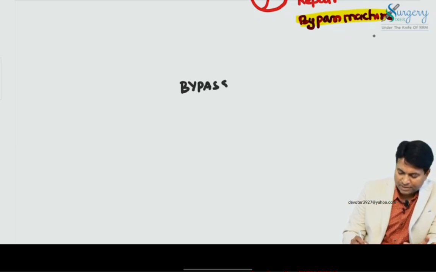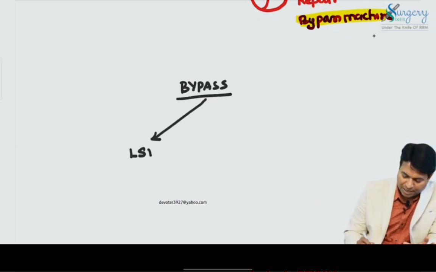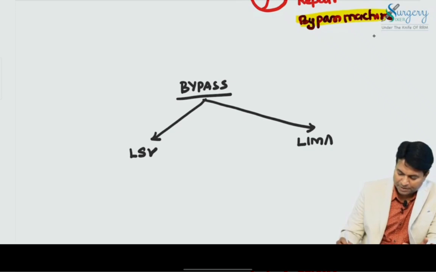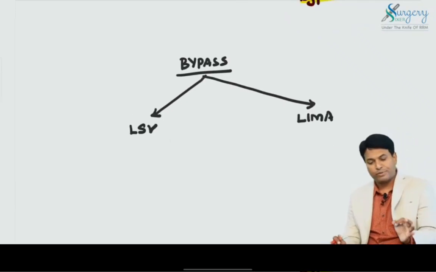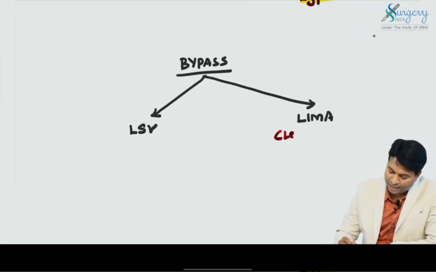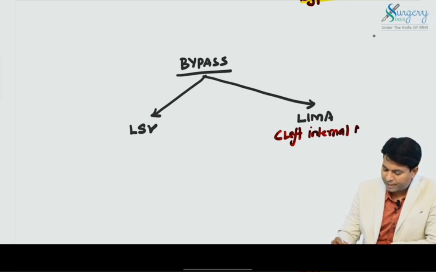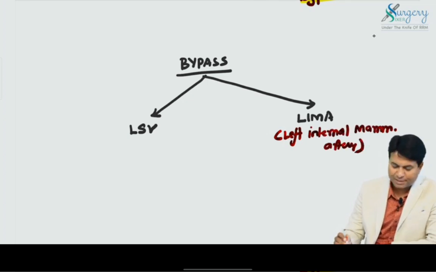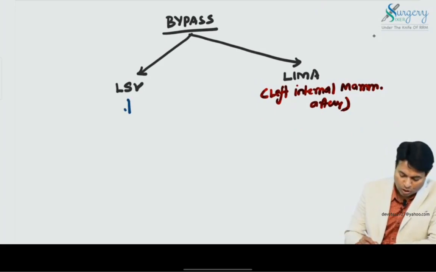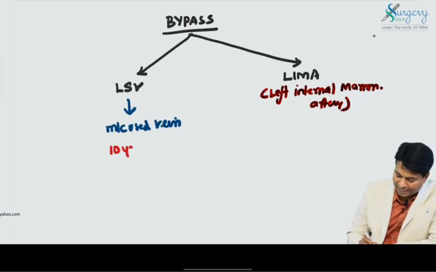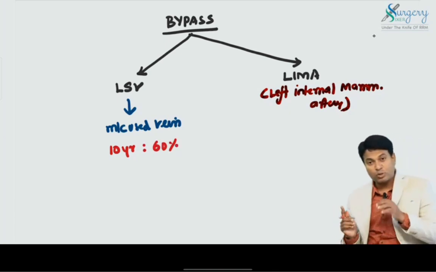So bypass operations of the stenotic vessels, I'm going to do bypass with the help of usually long saphenous vein or usually with the help of LIMA. These are the two vessels they commonly use. So in any cardiac surgery, they commonly use long saphenous vein or left internal mammary artery. Long saphenous vein is the most commonly used vein. It has a limited life expectancy: 10-year patency is only 60%. It can be useful for 10 years, only 60%.